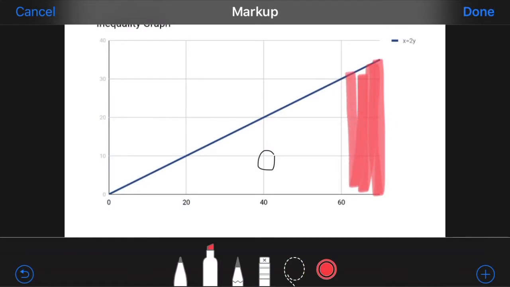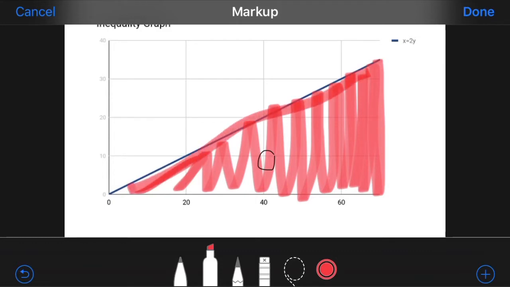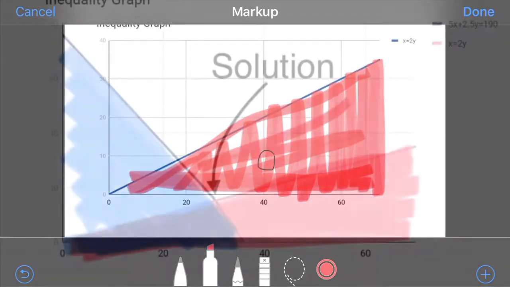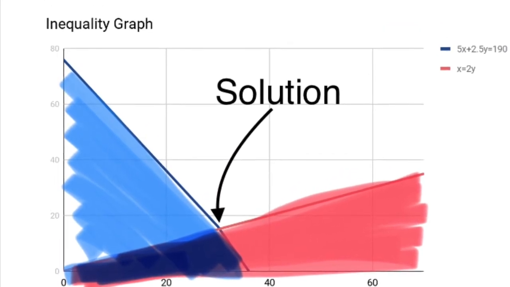To graph the second inequality, use your test points and connect the line. As for the shading, we shaded under the line because the test point 40, 10 worked and it was under the line. Here is what our answer looks like in graph form. You can see the solution is where the graph is double shaded.